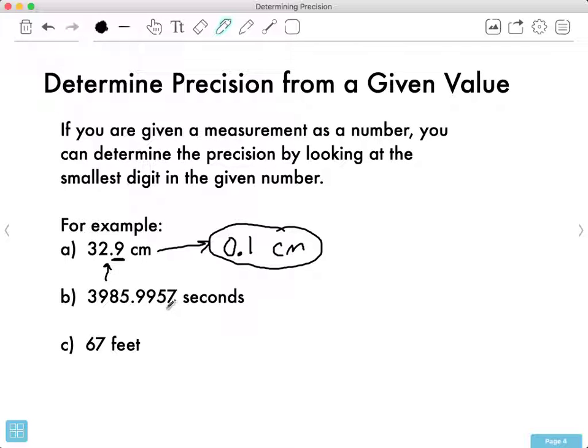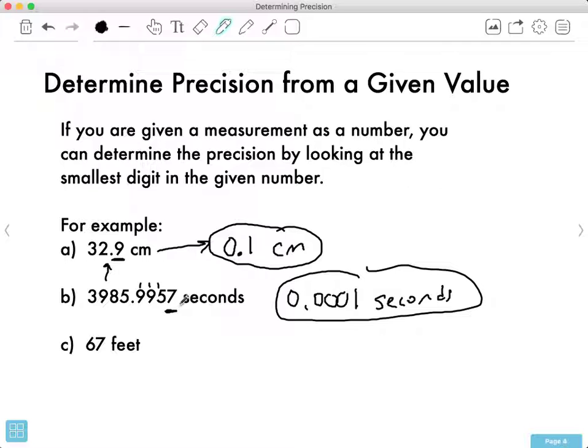For this one, again, I look at the very smallest number given there. So my precision would be 0 point 0, 0, 0, and then I put a 1 in the same spot as the last digit I see here. And that one is seconds. So my precision for this measurement, which is quite precise, is 0.0001 of a second. So you're basically replacing the very last digit with a 1 if you're given a measurement.